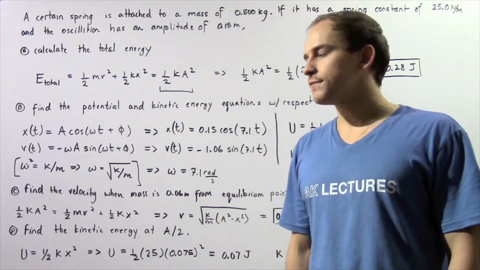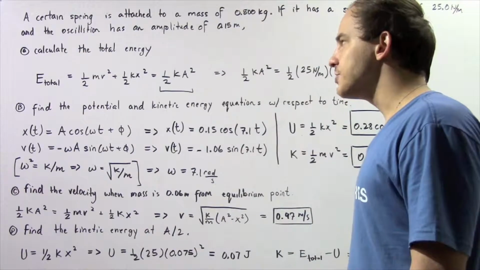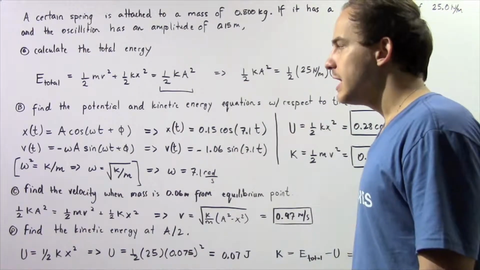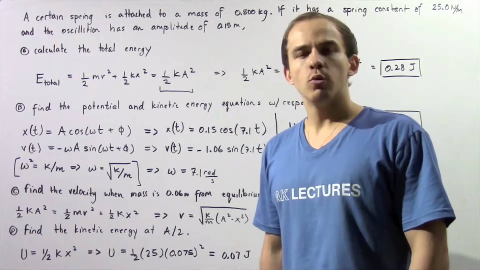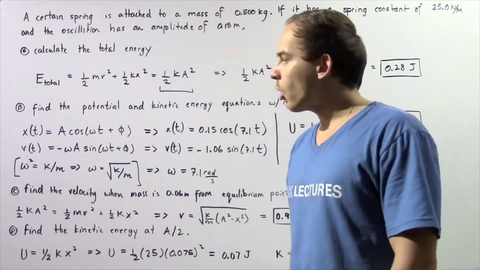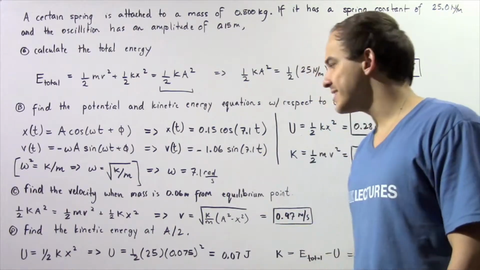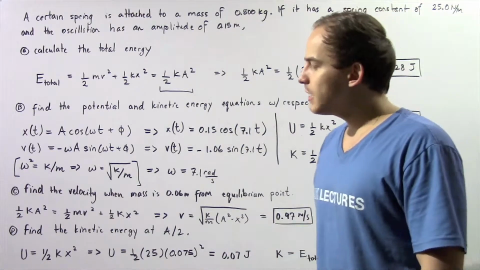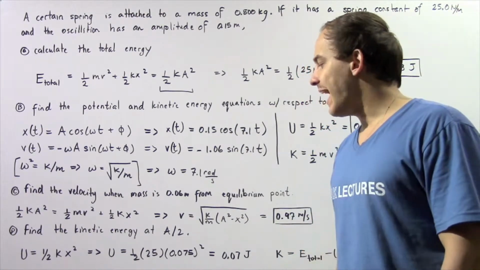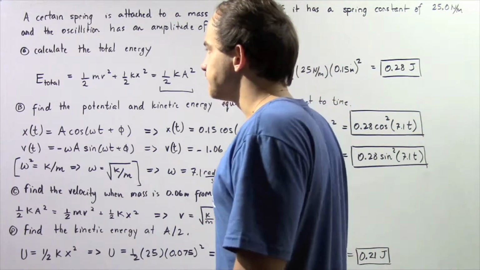Now, knowing that information, we would like to calculate in part A the total energy of our system. In part B, find the potential and kinetic energy equations with respect to time. In part C, find the velocity when the mass is 0.06 meters away from the equilibrium position. And finally, in part D, find the kinetic energy at half the amplitude. So let's begin with part A.